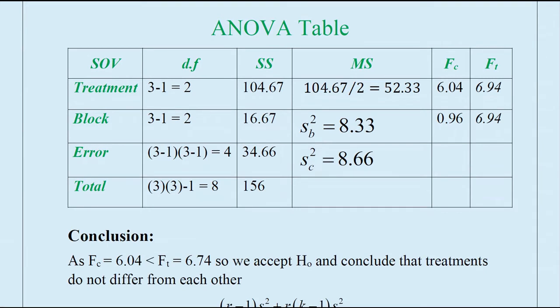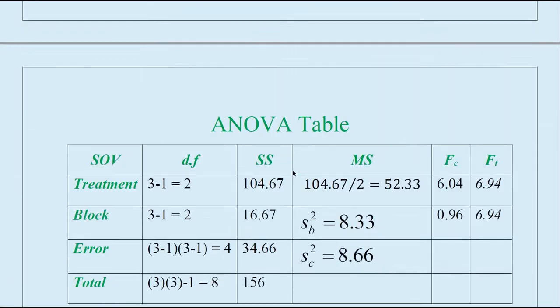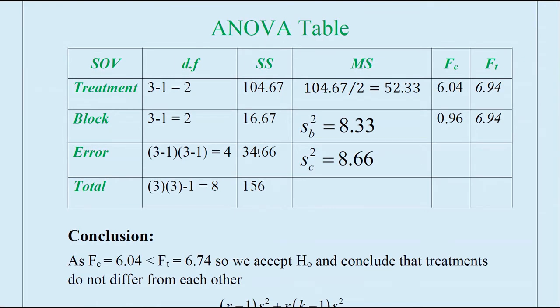Here we have the ANOVA table: source of variation, treatment, block, error, total. For treatment, 3 minus 1 is 2 degrees of freedom and the sum of squares is 104.67. This is the mean square, 52.33. For block, 3 minus 1 is equal to 2, the sum of squares is 16.67 and the mean square is 8.33. For error, the degrees of freedom are 4. The error sum of squares here is 34.66, and dividing it by its degrees of freedom gives the mean square error.